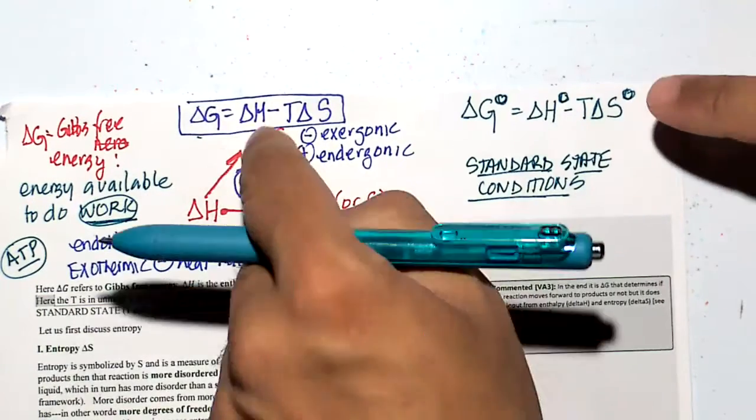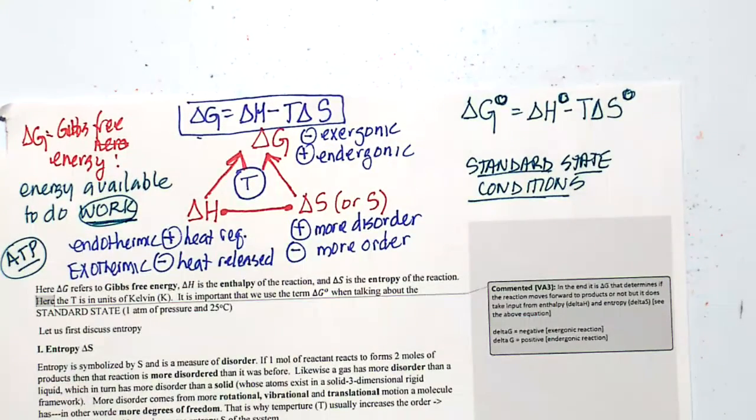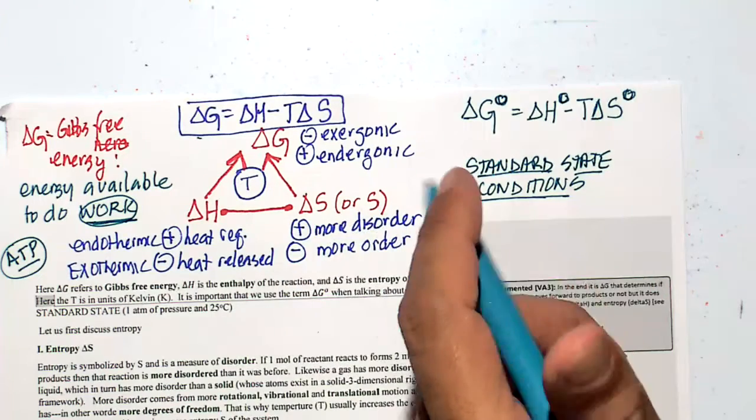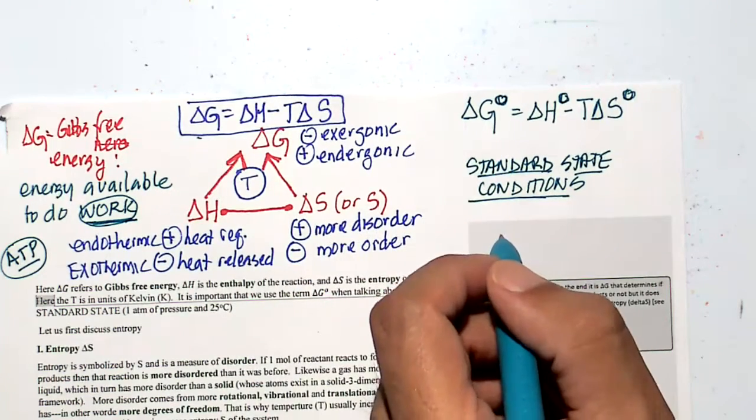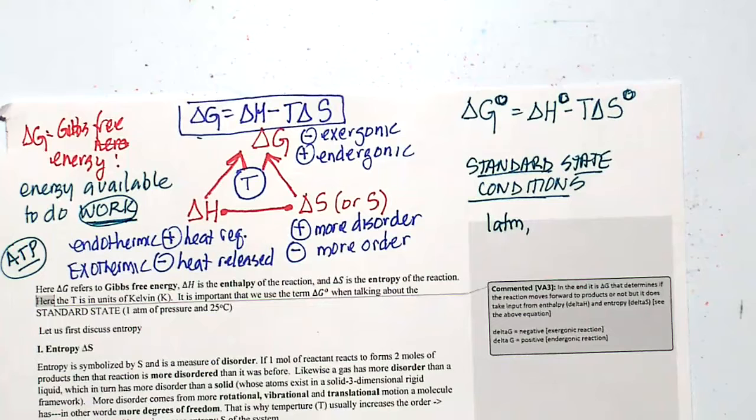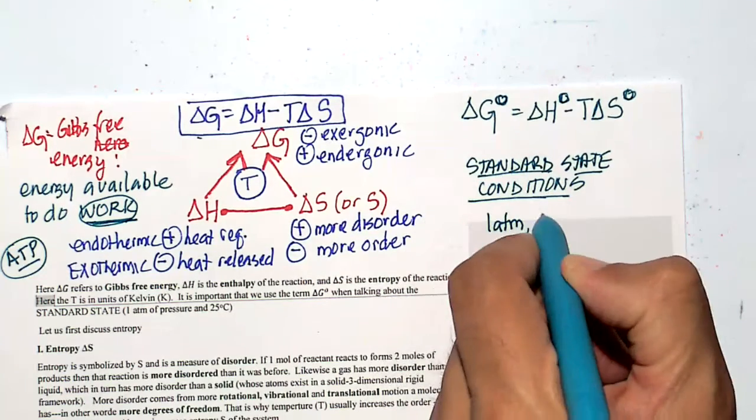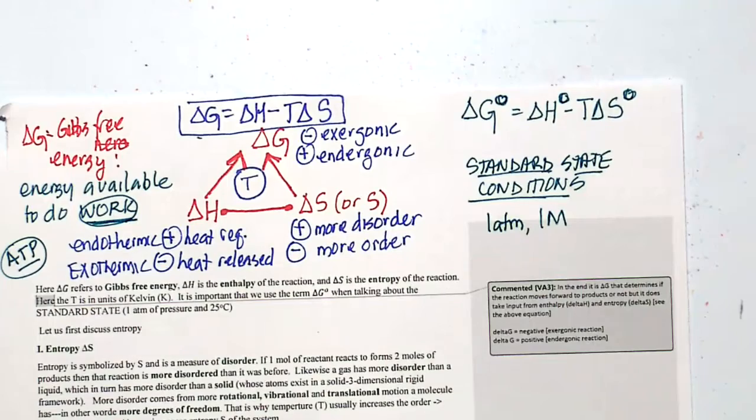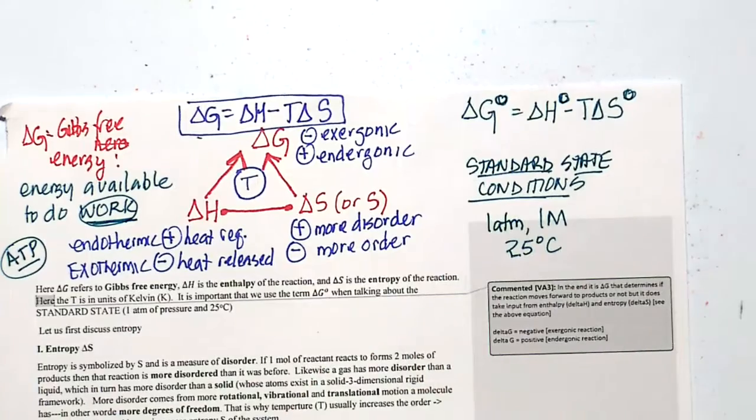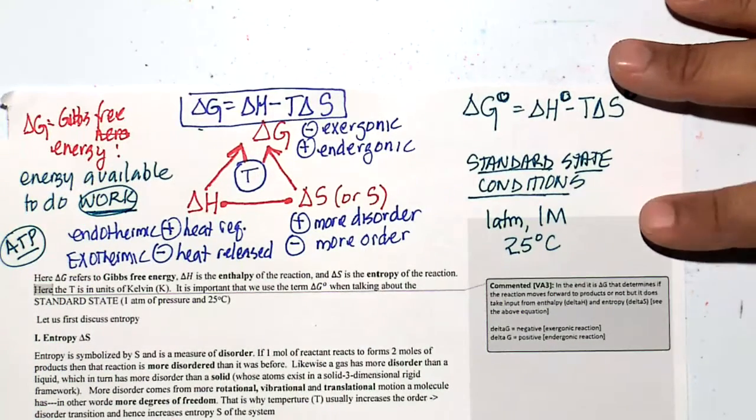A lot of people miss this based on my experience. Standard state conditions is a very specific set of conditions for the reaction. And those conditions are, if there's a gas anywhere in the reaction, the gas must be at 1 atmosphere. If you're dealing with a solution, remember a solution is solute plus solvent, that solution must have a concentration of 1 molar. And the temperature of the reaction is at 25 degrees C. These are called standard state conditions.